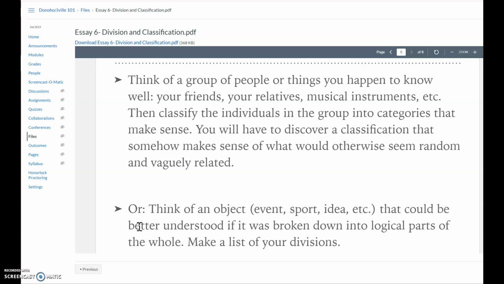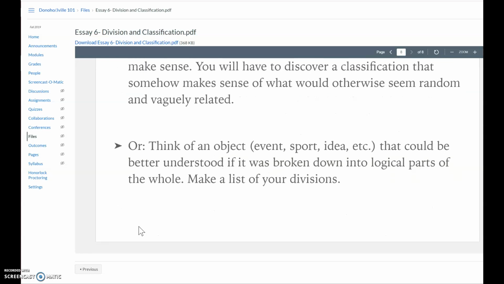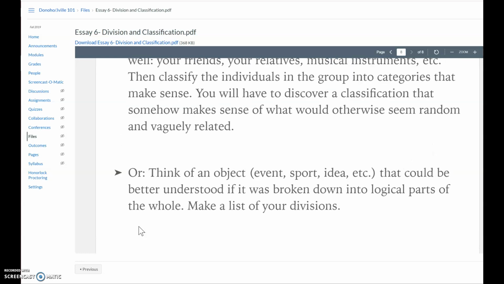Or the study habits: is that going to make your audience think more about their own studying process and how that relates? Or you can divide. You can think of an object, event, sport, or idea that could be better understood if you broke it down into logical parts. So that's division. The other one's classification.